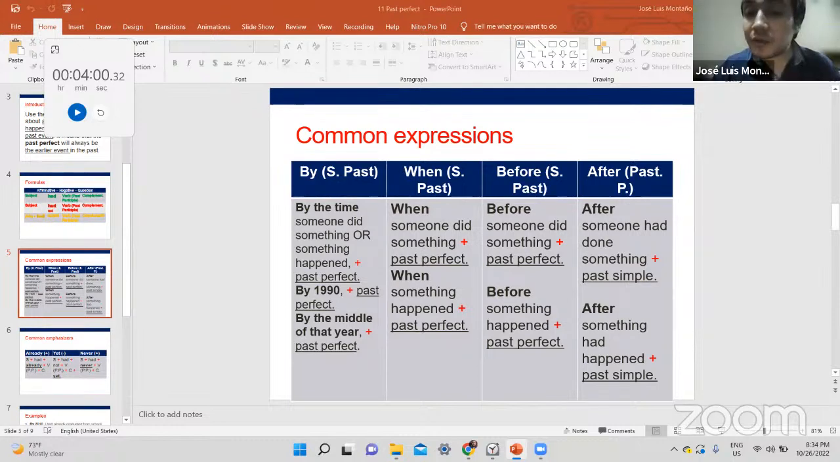Good. And that's before you finish school, right? Those actions finished before you finish school, right? So the second one can be different. How could it be the second one? I had, I don't know, I had played tennis.